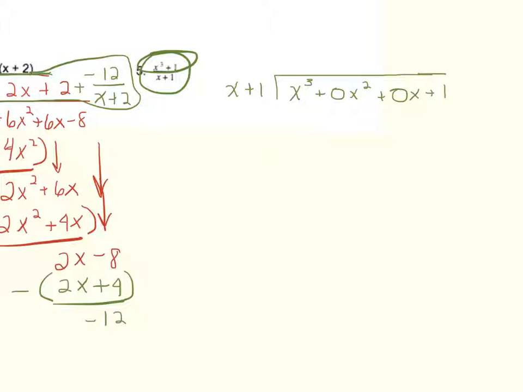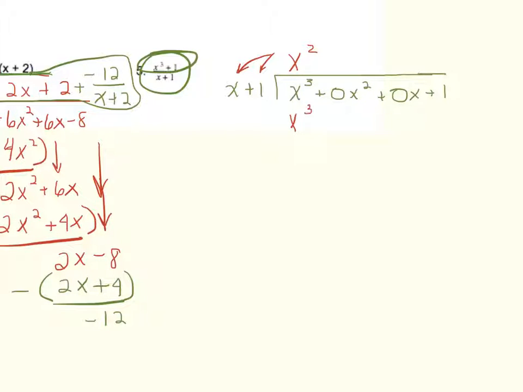0 times anything is just 0. But by putting these placeholders in there, it's going to keep my division problem lined up very well for me. So here we go. We ask ourselves, x times what gives me x cubed? The answer to that is x squared. So I put that up and I distribute.